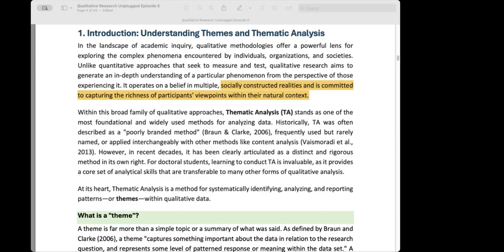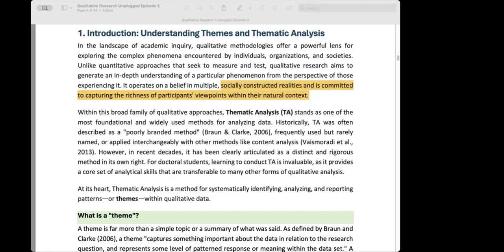What exactly is a theme in this context? When I first encountered the term, it sounded simple, almost intuitive, like, okay, it's just a topic you discuss in an interview. But I suspect, based on what you're saying, it's far more nuanced than just a surface level topic or a mere summary of what someone said. What's the real intellectual leap we need to make here?